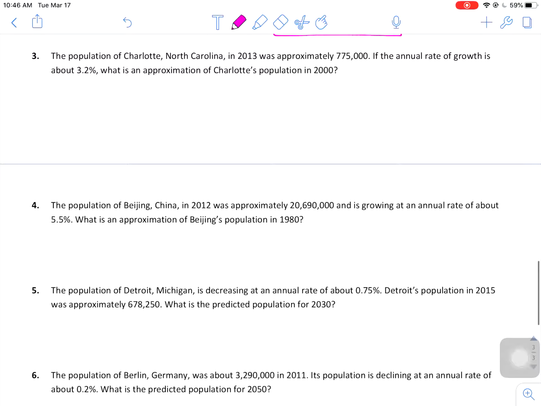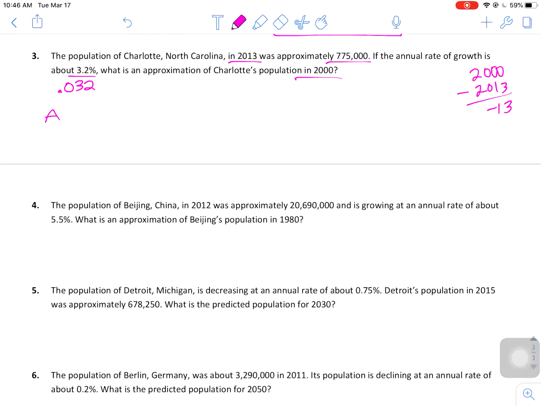On number 3, in 2013, we have a population of 775,000, annual growth rate of 3.2%, which is 0.032 when we write it as a decimal. And then what is an approximation of the population in 2000? So on this one, we have to kind of go backwards. So the year 2000 minus 2013, that's actually going to be a negative T value because we're going back in time.